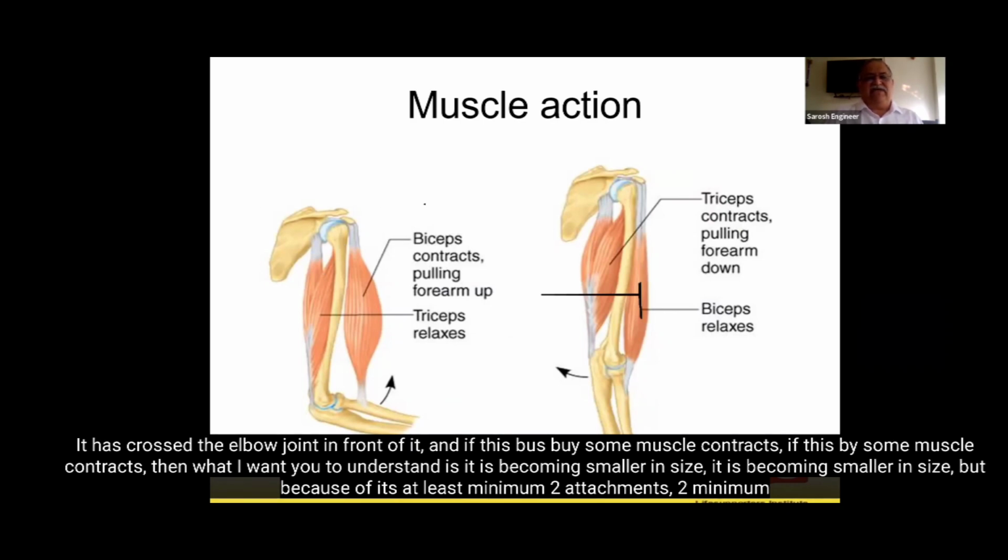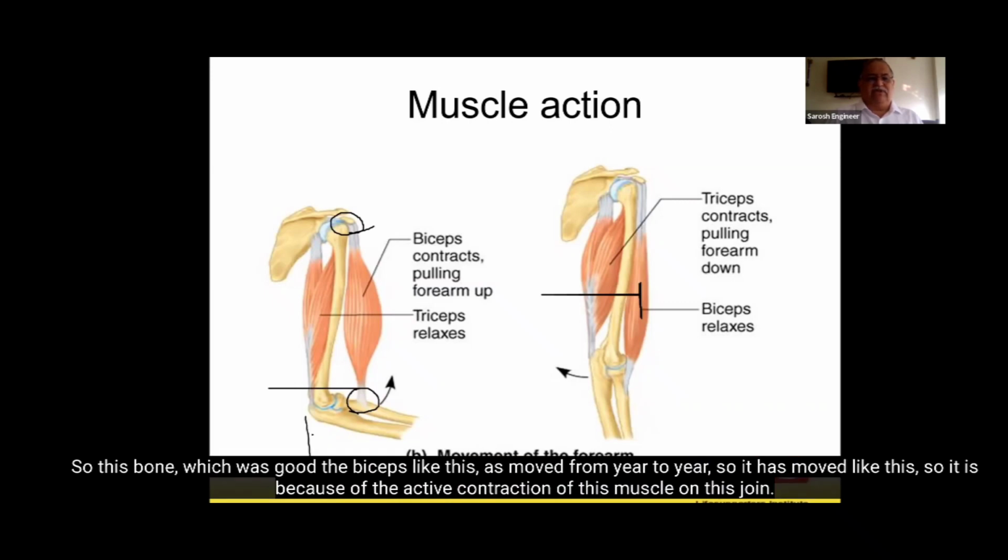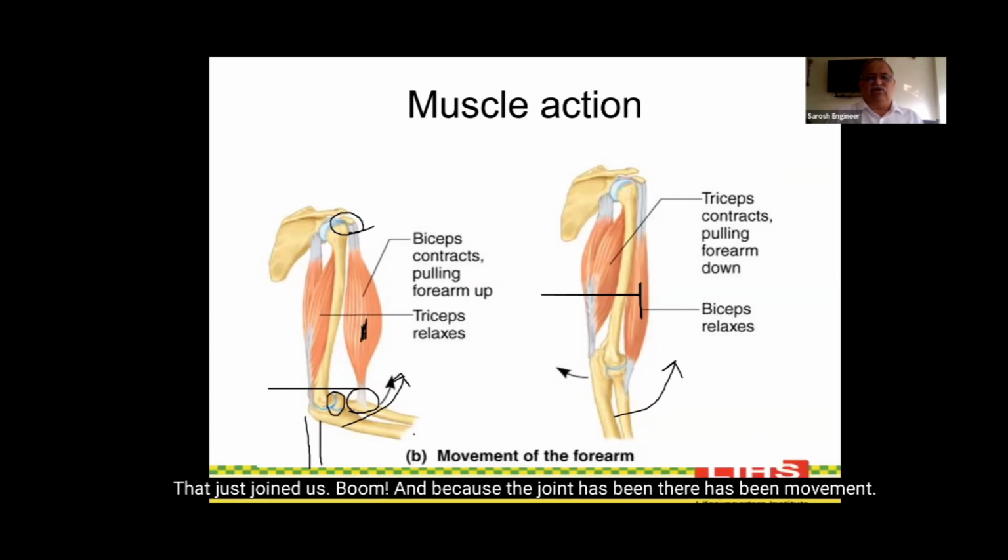Because of its minimum 2 attachments to 2 different bones, what happens is if this muscle becomes smaller, then one of the 2 bones moves. So this bone, which was here, has moved from here to here. It is because of the active contraction of this muscle on this joint that this joint has moved. And because the joint has moved, there has been movement.